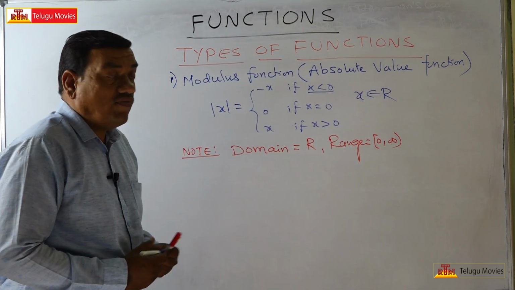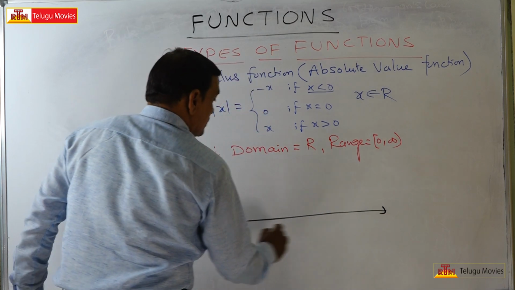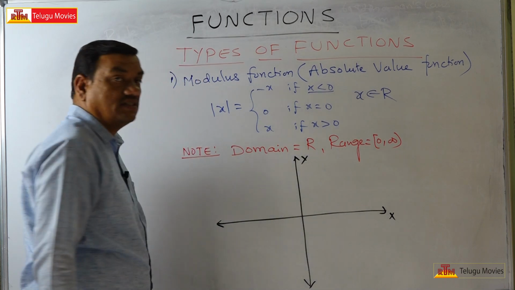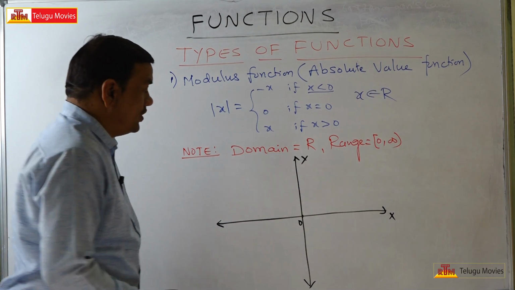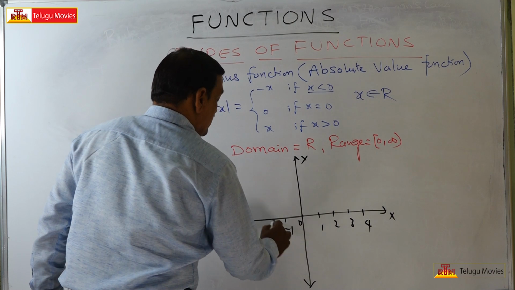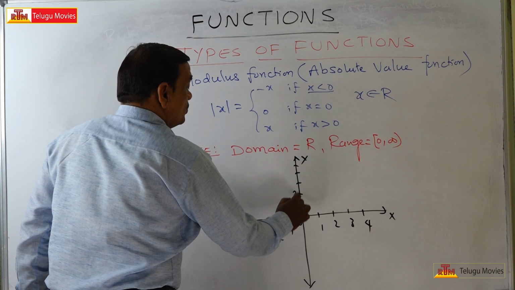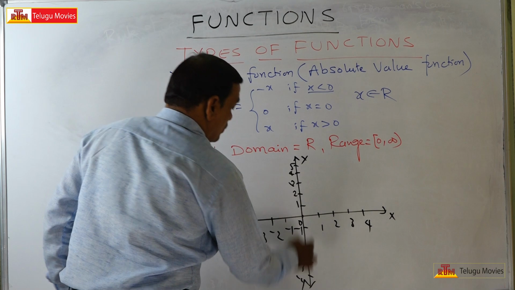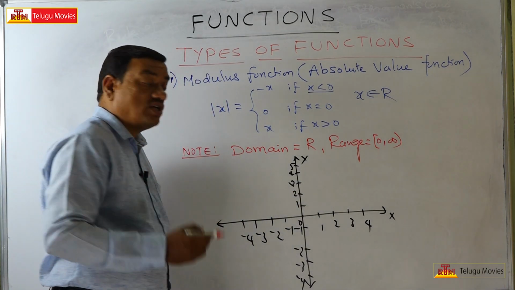Okay now, let us draw the graph of this modulus function. This is the real number x-axis and this is the y-axis. Let it be origin 0. Here the numbers are 1, 2, 3, 4, and on this side -1, -2, -3, -4. This is also 1, 2, 3, 4, 5, and this is -1, -2, -3, -4. So this is a two-dimensional plane.